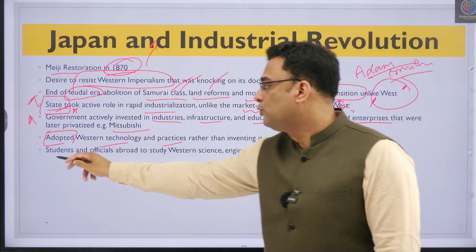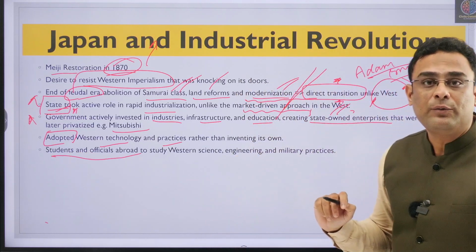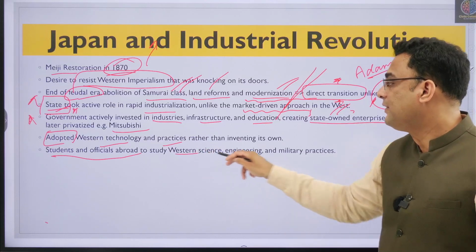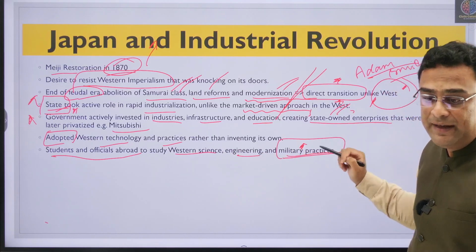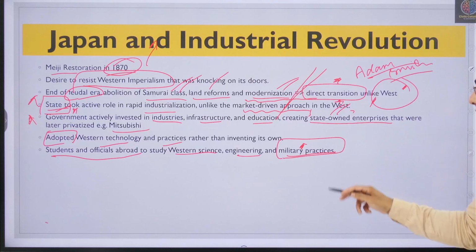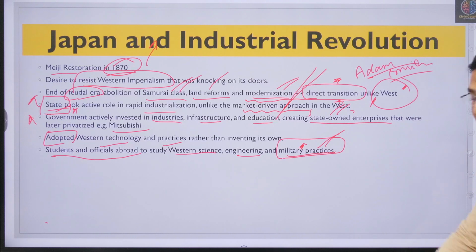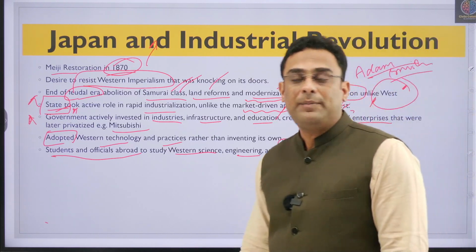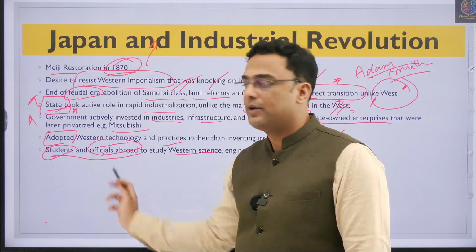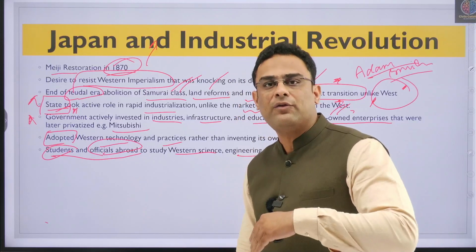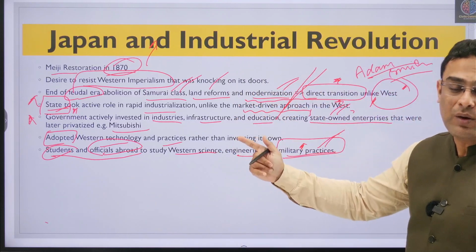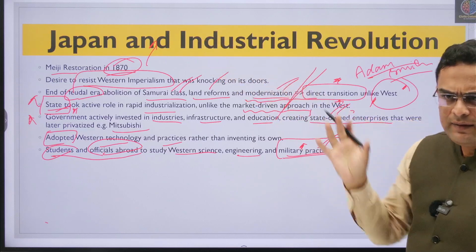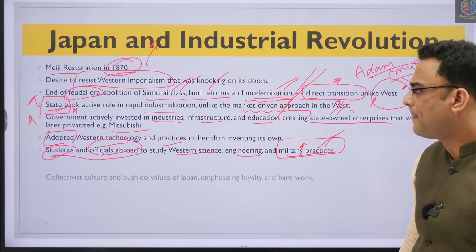Okay, they sent students and officials abroad. They sent them to foreign countries and made them study Western science, engineering, and especially military practices. Japanese people were very concerned about defending their homeland. So they carried out military developments in the Western style. So this is again very unique. Europeans had not done this, sending students and officials abroad. Yes, there were some developments they copied from Britain, but largely they developed their own. But Japan wanted it quick. Okay, so they took the ideas, made slight modifications, and implemented.